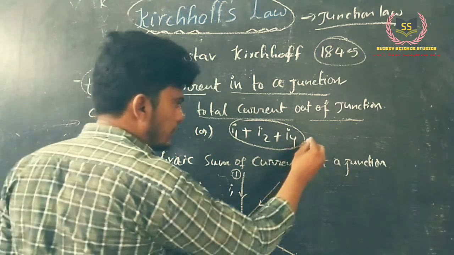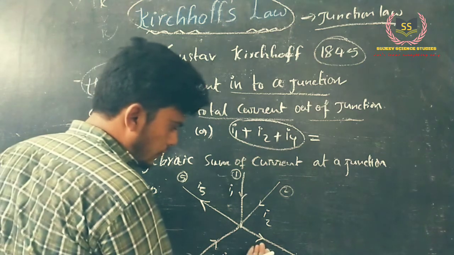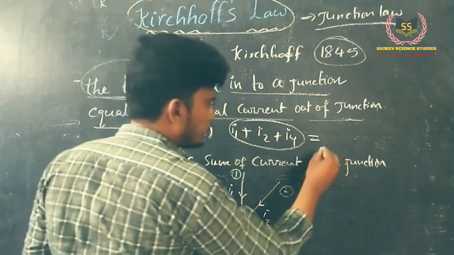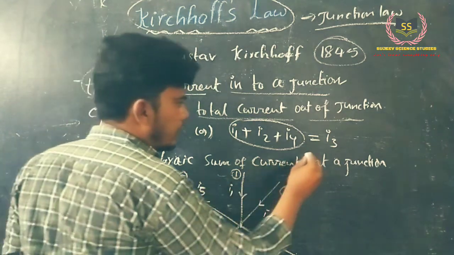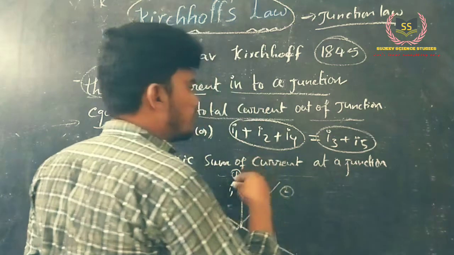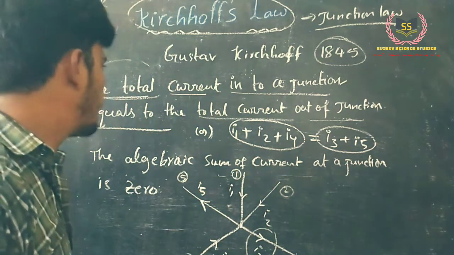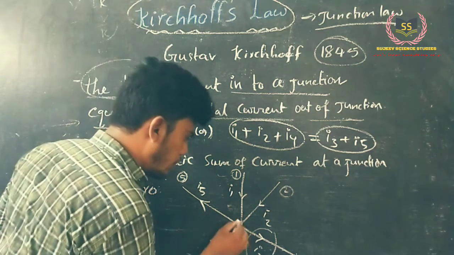What is the current out of the junction? What is the current that goes out of the junction? This I3 and I5. So this is the statement of the junction. It is very easy. Look at here, the total current into the junction. So this is the junction point O.